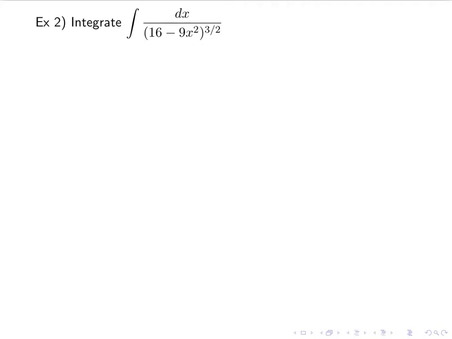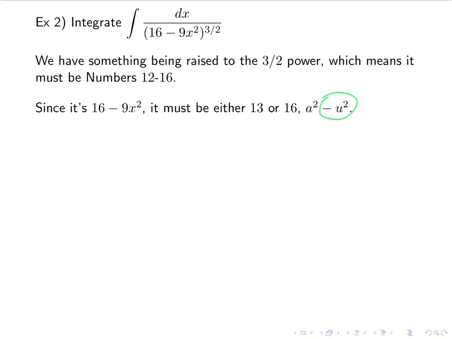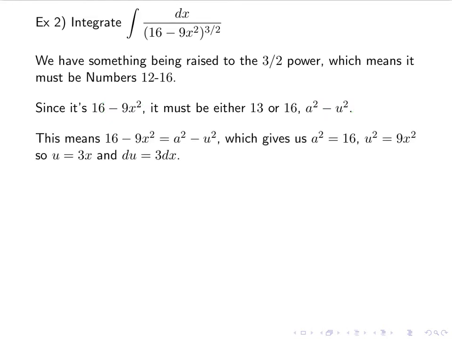So for our next one, let's integrate dx over 16 minus 9x squared raised to the 3/2. So this is something being raised to the 3/2 power. So that is numbers 12 through 16. Since it's 16 minus 9x squared, it must be either 13 or 16. And again, that's because of this minus guy here. Okay. The other ones have a positive u squared. So 16 minus 9x squared is a squared minus u squared.